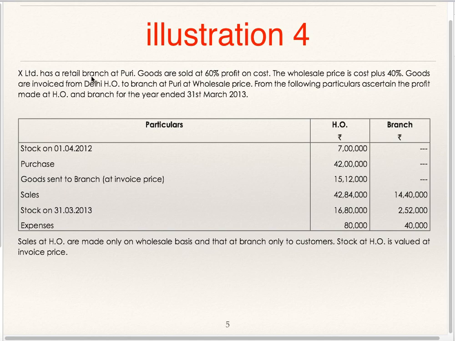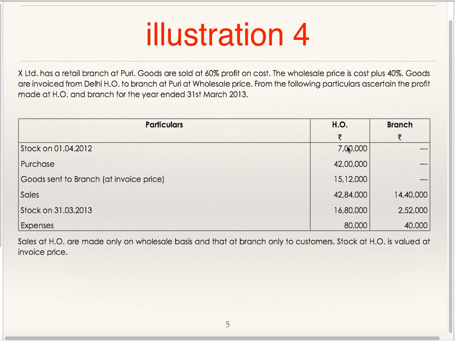Illustration 4. X Limited has a retail branch at Puri. Goods are sold at 60% profit on cost. The wholesale price is cost plus 40%. If cost is 100, wholesale price is 140 and retail price, selling price, is 160. Goods are invoiced from Delhi head office to branch at Puri at wholesale price. Wholesale price is 100 plus 40, which is 140. From the following particulars, ascertain the profit made at head office and branch for the year ended 31st March 13.